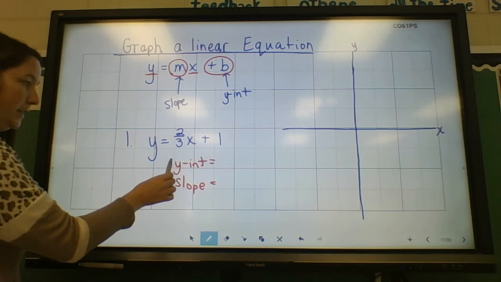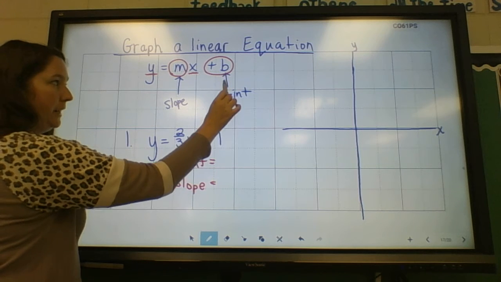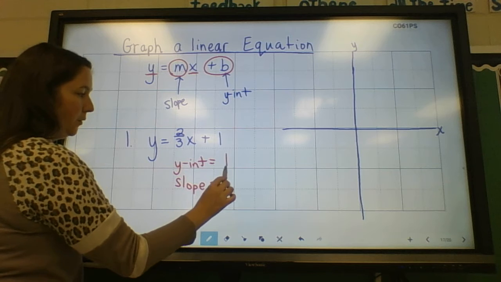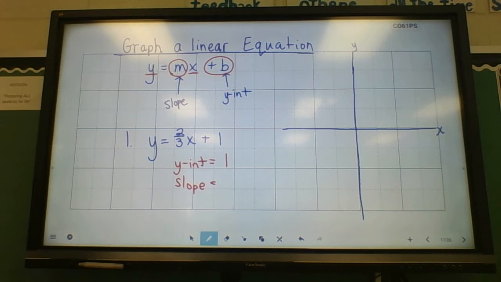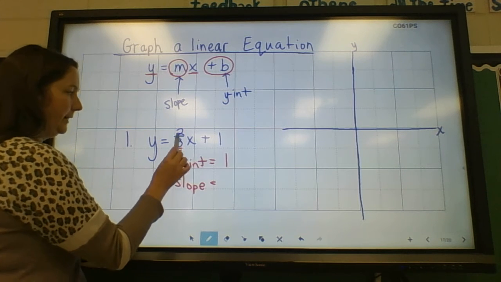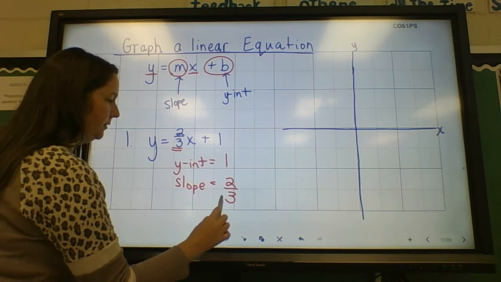So then, what is the y-intercept? The y-intercept is the b over here all by itself, just our regular plain number. The y-intercept is a positive 1. What is our slope? Our slope is the 2/3 right there in front of the x. So our slope is 2/3.